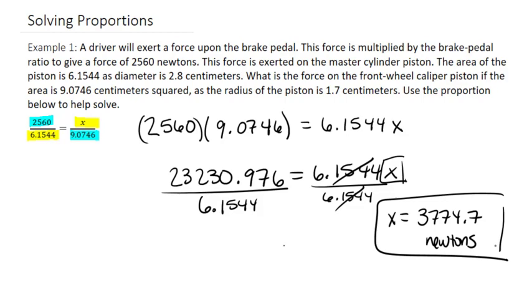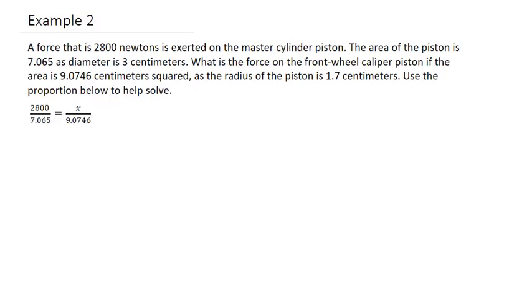Now let's go back to another example. Example 2. A force that is 28 newtons is exerted on the master cylinder piston. The area of the piston is 7.065 as a diameter is 3 centimeters. What is the force on the front wheel caliper piston if the area is 9.0746 centimeters squared, as the radius of the piston is 1.7 centimeters? Use the proportion below to help solve.